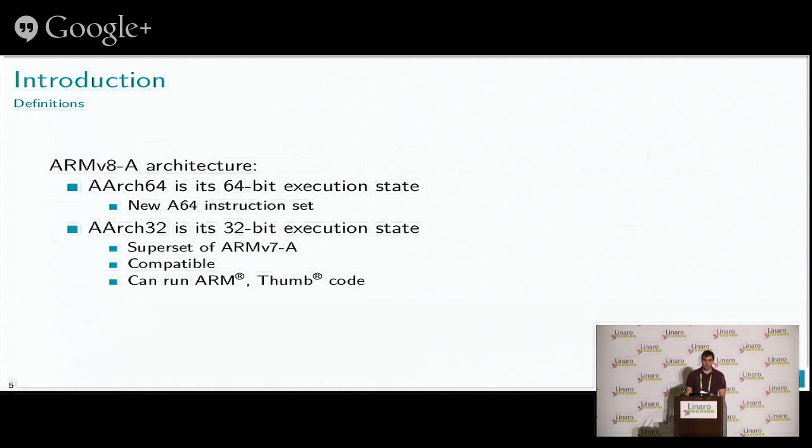So a few definitions. We're going to talk about the ARMv8 architecture, which has two different execution states. The first one is ARMv64, which is a 64-bit execution state using the new A64 instruction set. Instructions are 32-bit in size, but can access 64-bit values in 64-bit registers. And the second execution state is ARMv32, the 32-bit execution state, which is a superset of ARMv7A. It's backwards compatible and can run ARM and Thumb code.